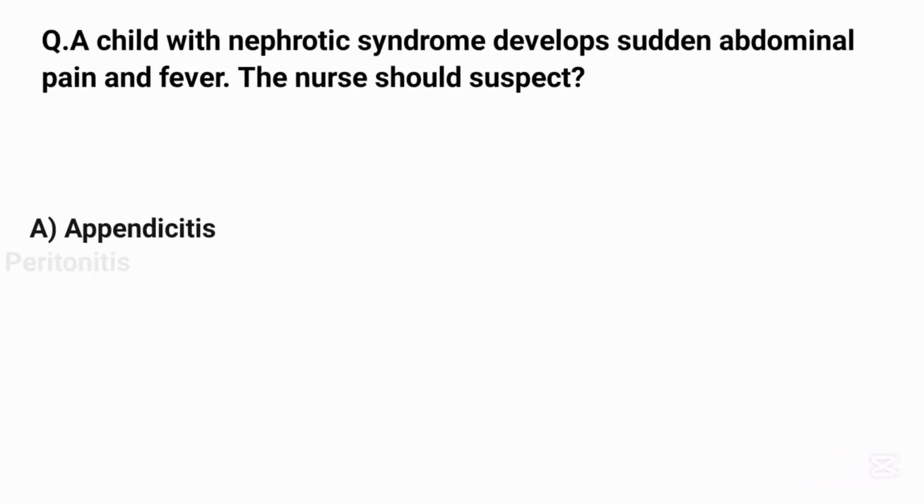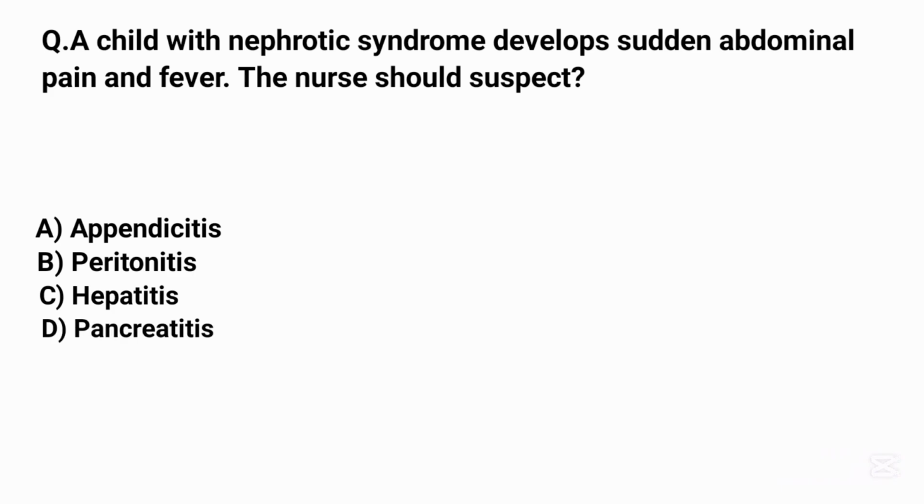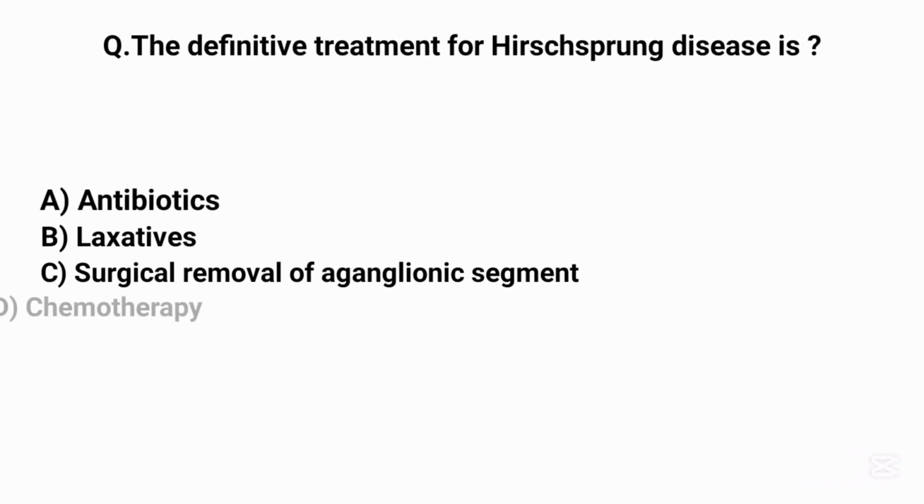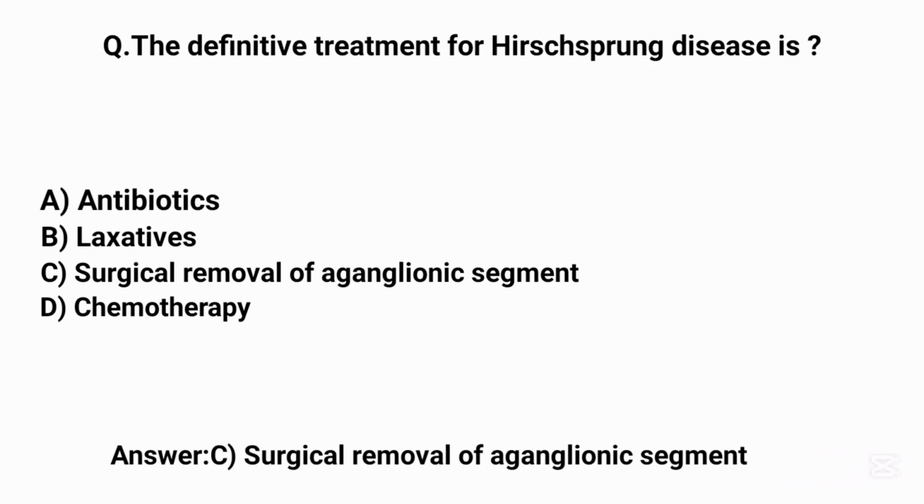A child with nephrotic syndrome develops sudden abdominal pain and fever. The nurse should suspect. Correct answer is option B, peritonitis. The definitive treatment for Hirschsprung disease is. Correct answer is option C, surgical removal of ganglionic segment.